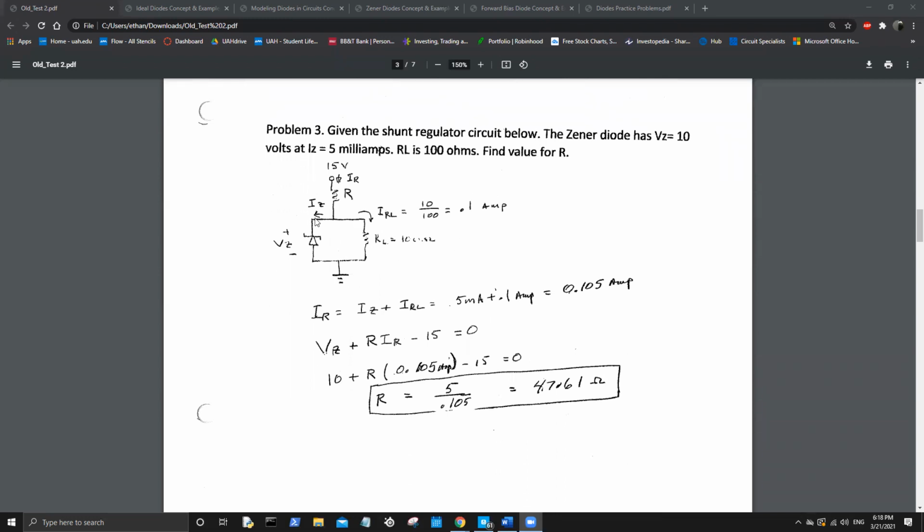And then we start with this stuff. Problem 3: given the shunt regulator below, the Zener diode has VZ of 10 volts and IZ of 5 milliamps. RL is 100 ohms. Find a value for R. So this is just using, from what I can see, very basic concepts to solve for the resistance of something, which is just the load resistor. Wait, no, this resistor.